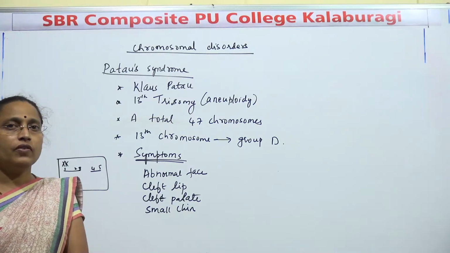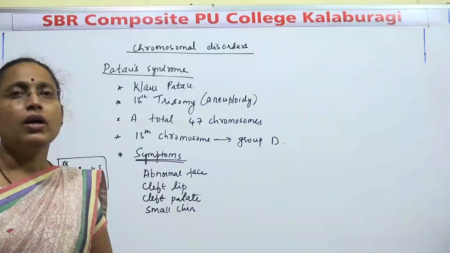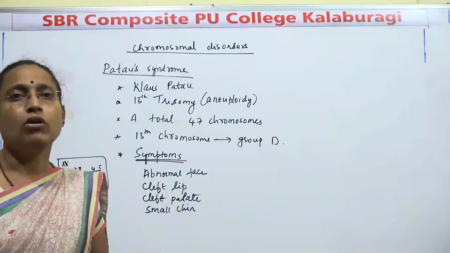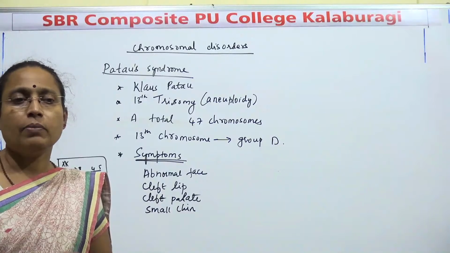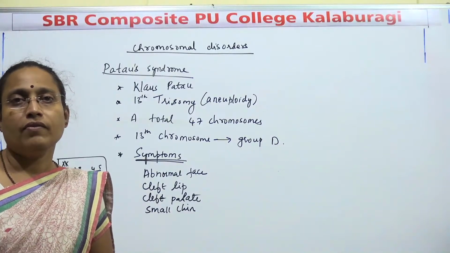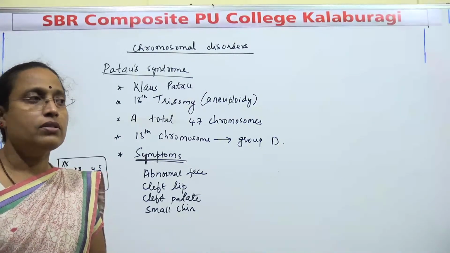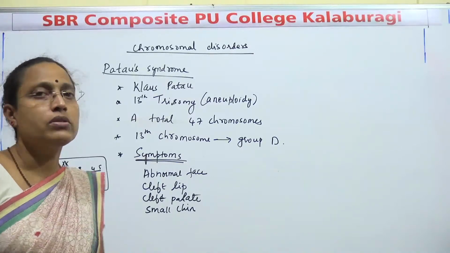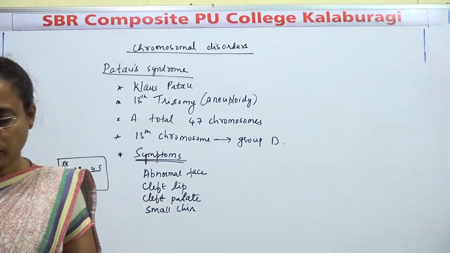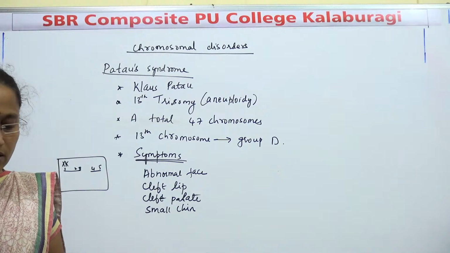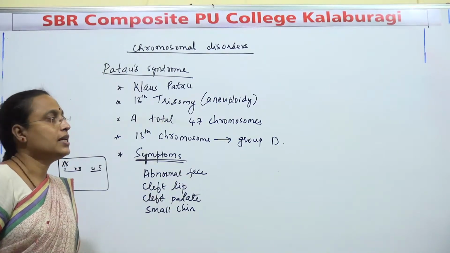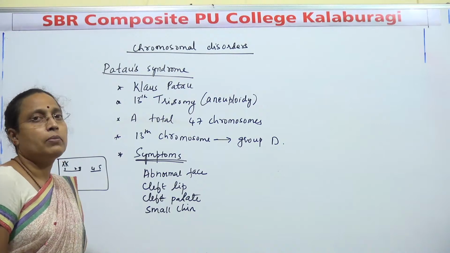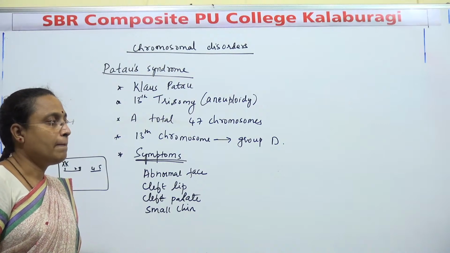Symptoms of Patau syndrome. I told you that the newborn after the birth will die after a few months, not exceeding one year. That means within 1 year, the infant suffering with Patau syndrome is going to die. Okay, so this is about the next chromosomal disorder identified by geneticist Klaus Patau.